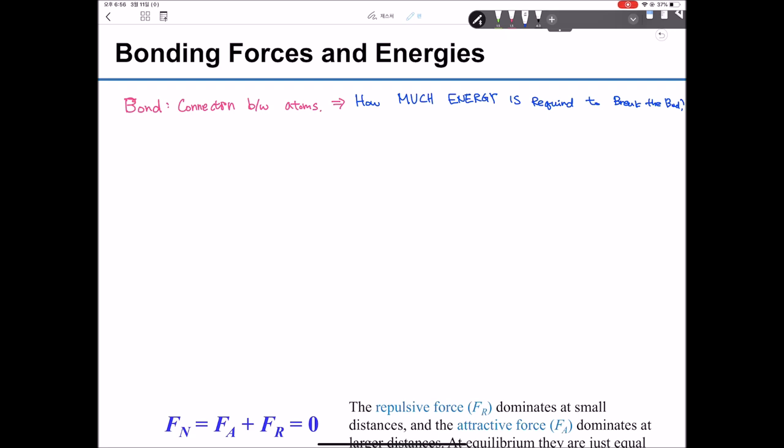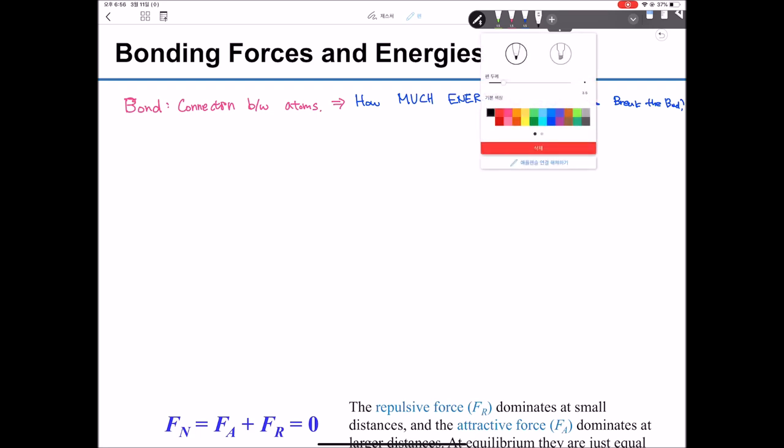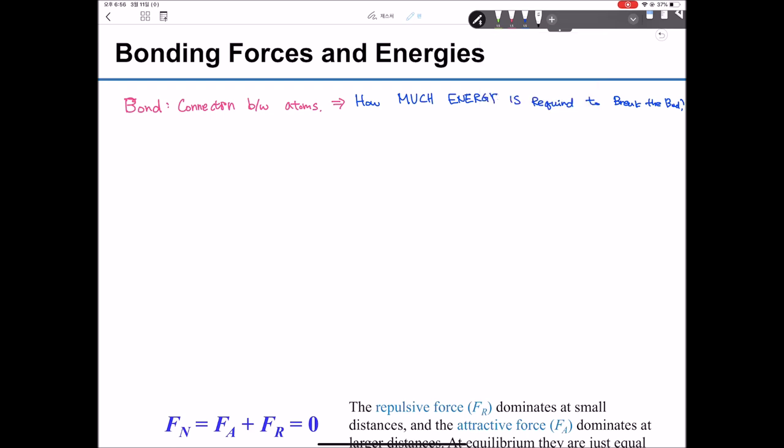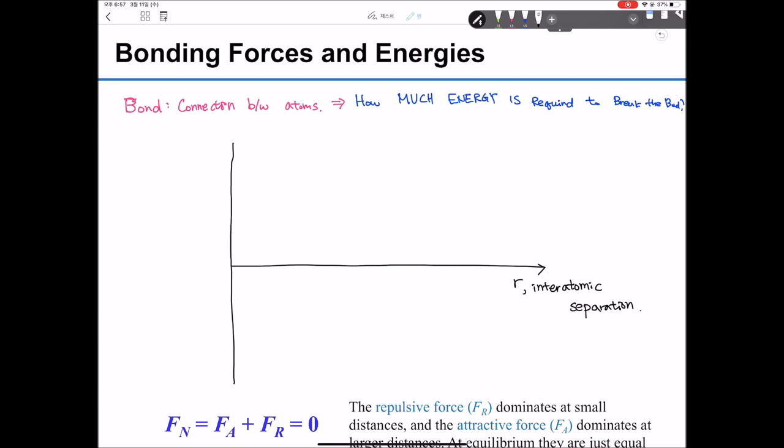So if you are familiar with interatomic bonding or materials courses and so on, you probably have seen the interatomic separation and force curve. So let me just draw it right here. All right, so here, I'm going to draw a line, and I'm going to draw another line, right? So this is the graph. This is R, the interatomic separation. This is basically the distance between two atoms. So let's say if we have this atom and this atom, it is basically the distance between these two atoms, right?